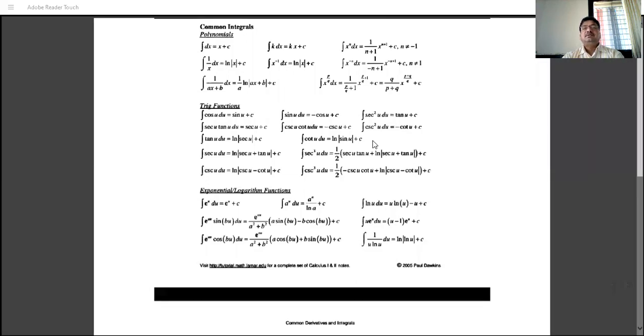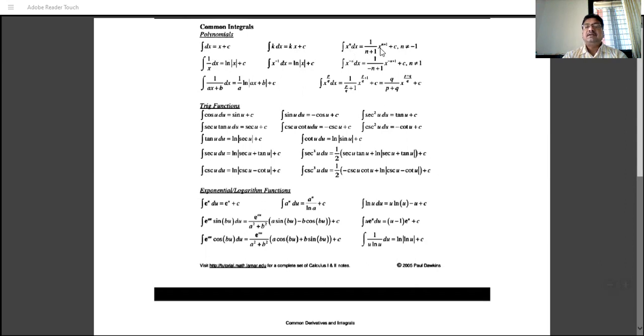Next chapter is integration and some formulae of integration. So integration of constant, that is 1 dx, is what? x. If there is 2, then its integration is 2x. So integration of k is what? Integration of k is kx plus constant.